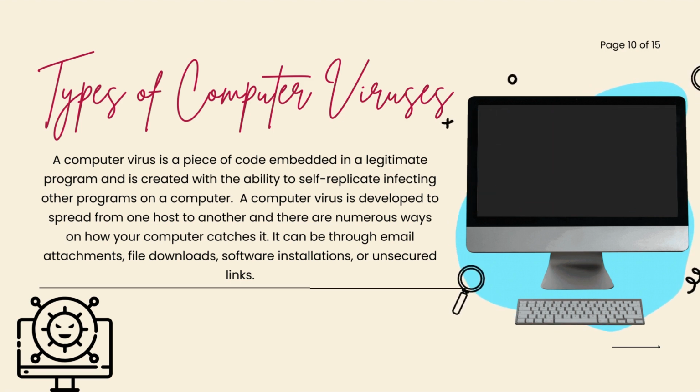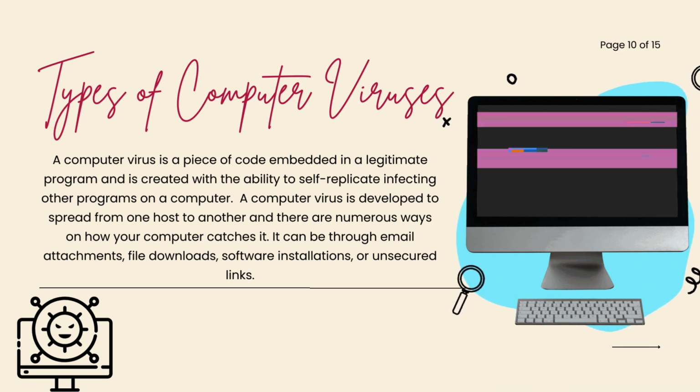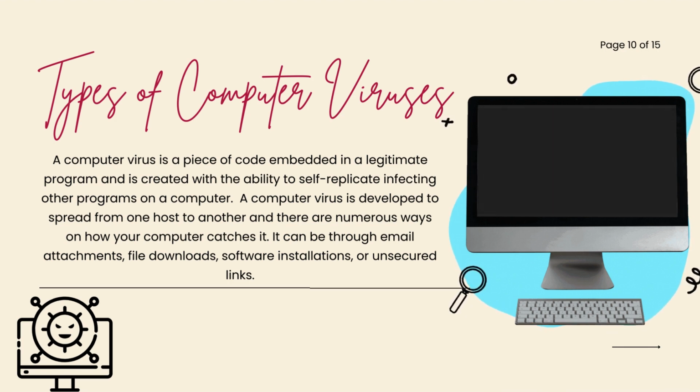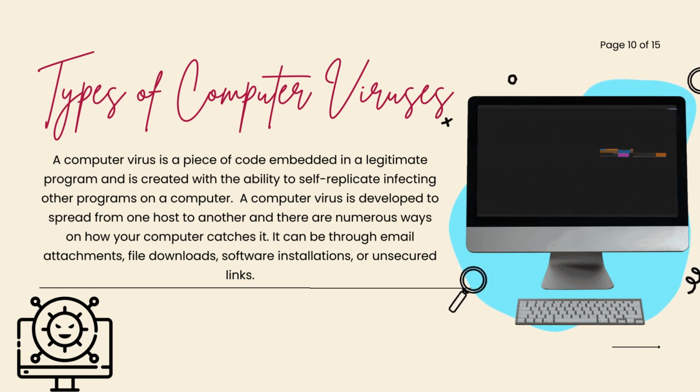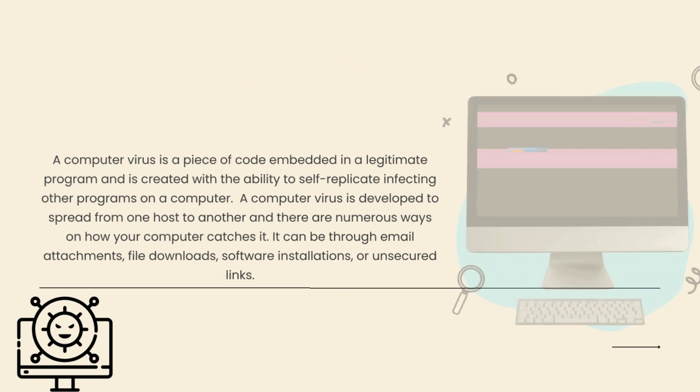Just like how humans catch a cold or a flu, it can remain dormant inside the system and get activated when you least expect it. A computer virus is developed to spread from one host to another, and there are numerous ways your computer catches it. It can be through email attachments, file downloads, software installations, or unsecured links. These viruses can steal your data such as passwords, hack into your social media accounts or online banking accounts, and even wipe out all your data. So here are the types of computer viruses.